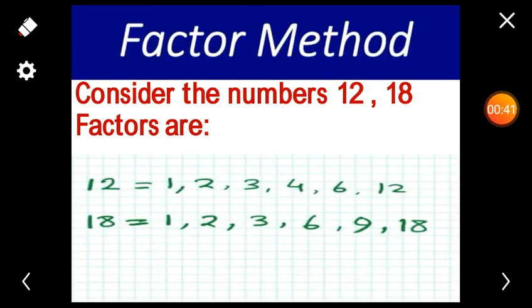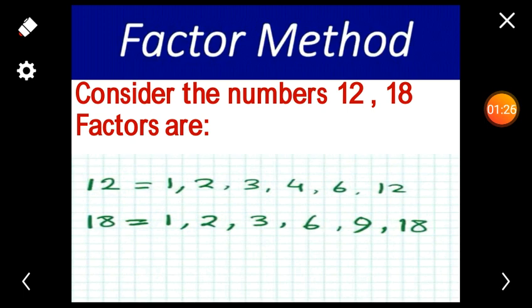Finding HCF with the help of the factor method. Consider the numbers 12 and 18. Here I will take the two numbers 12 and 18 and list the factors of each. Factors of 12 are 1, 2, 3, 4, 6, 12, and factors of 18 are 1, 2, 3, 6, 9 and 18. We already discussed factors of numbers, right? These are the factors of 12 and 18.